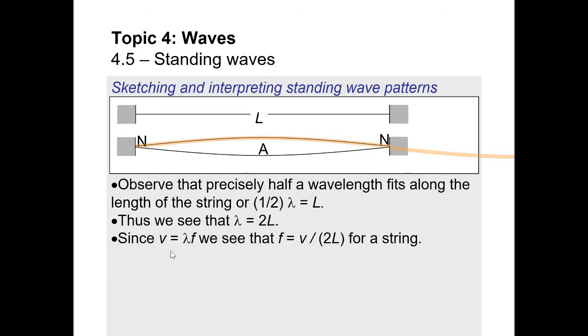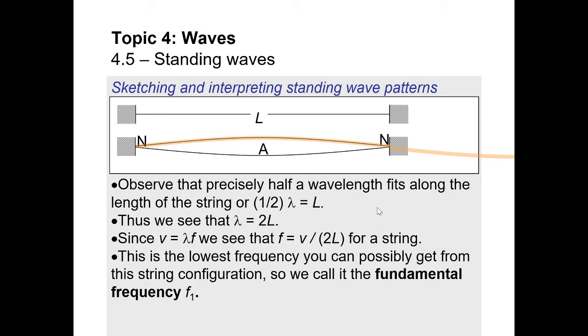Okay, so now, based on the universal wave equation, V equals F lambda, if we rearrange this for F, frequency, it's going to be speed divided by wavelength. All right, so if wavelength we rewrite as 2L, then F is equal to V over 2L for a string. Now, because this is the simplest pattern we can create, in order to have one node on each end and therefore one antinode in the middle, we call that the fundamental frequency, which is given the symbol F subscript 1.